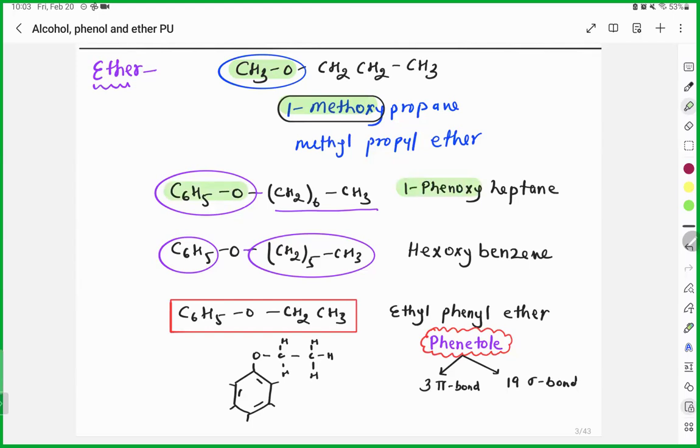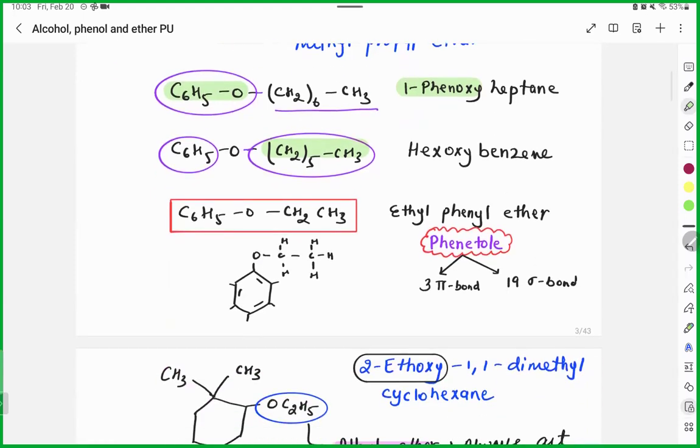Next, if you have two options, left hand side you have six carbon, right hand side also you have six carbon. Now you will give priority to the side chain, this part. Okay, and benzene ring will be the main chain. Benzene ring will be the main chain. Same here. This name is really, really important. One side you have ethyl, another side phenyl, and this name is phenetol. So you have phenetol in this case.